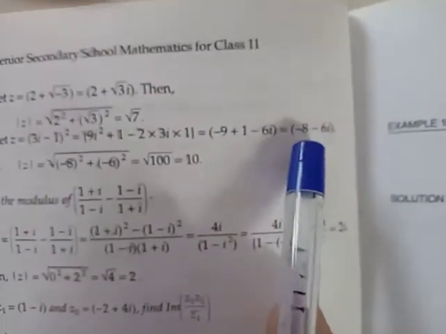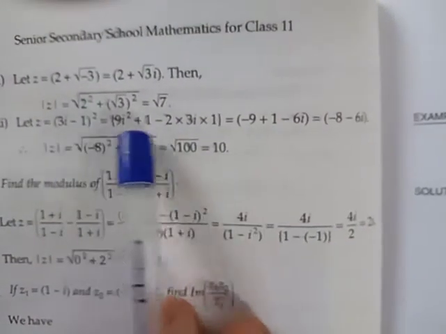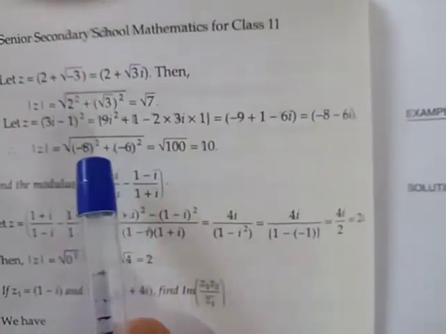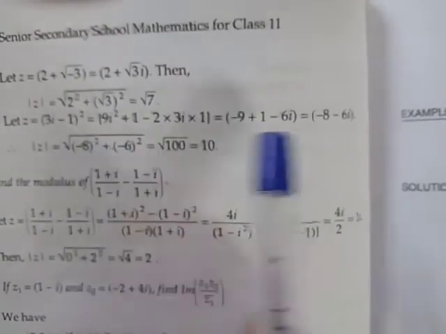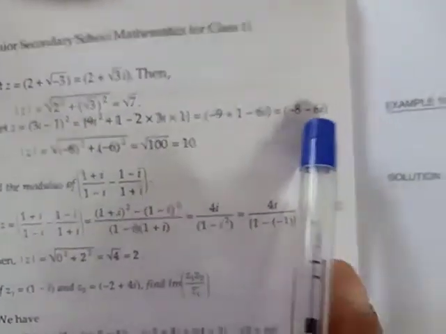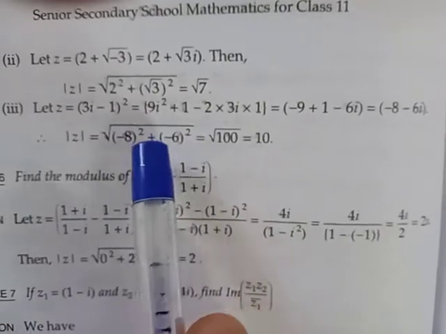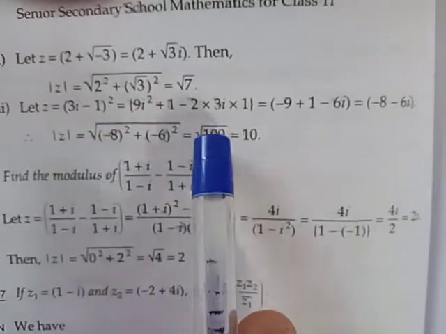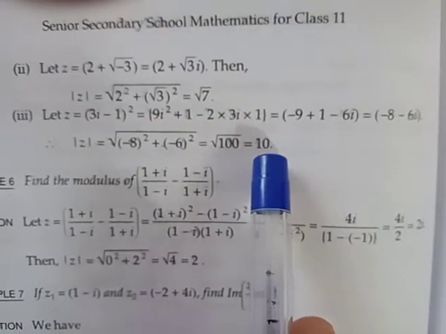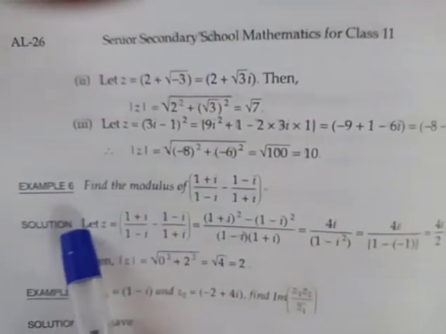Now we expressed the given number in the standard form. Now we can apply the modulus concept. In order to find the modulus of the complex number, we will find the square root of (real part of complex number) square plus (imaginary part of complex number) square. Here the real part is minus 8, the imaginary part is minus 6. So (minus 8) square plus (minus 6) square, so it becomes square root of 100, which is equal to 10. I hope you understand this problem. Now we move on to the next question.